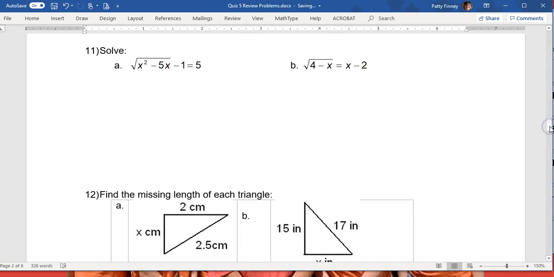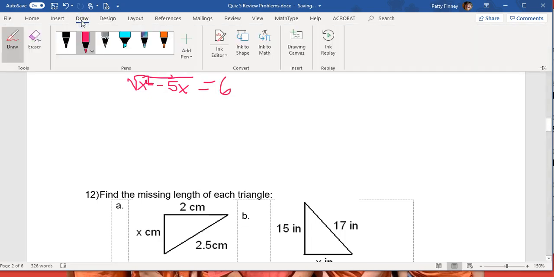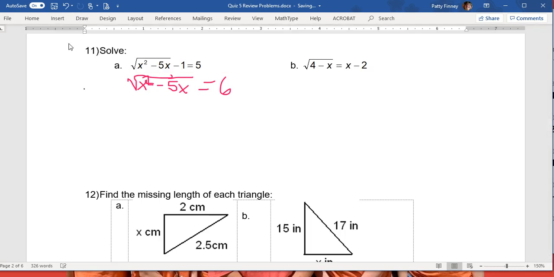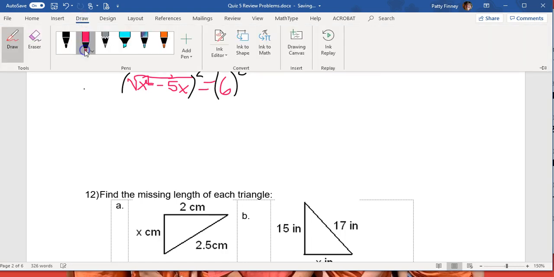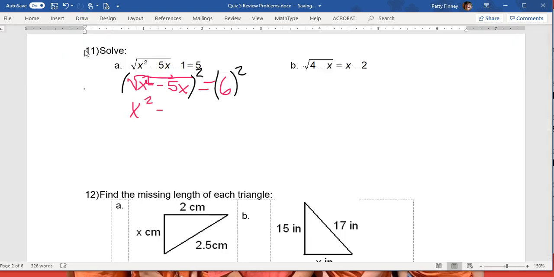So again, we've got to start by getting our square roots by themselves. So we add 1 to both sides, so we have the square root of x squared minus 5x equals 6. And then so that we can simplify, we've got to square both sides. So that gives us x squared minus 5x equals 36. Now we solve, so we've got to get it equal to 0 because it's a quadratic.